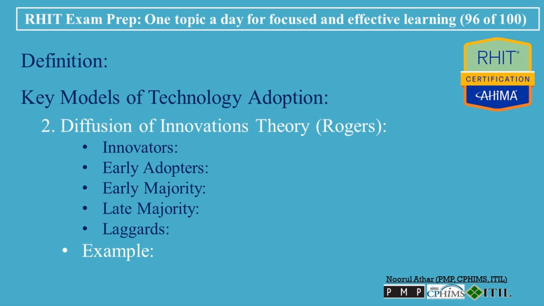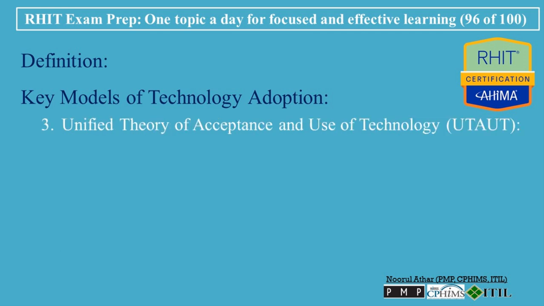Example: when a new telemedicine platform is introduced, a small group of tech-savvy physicians, innovators and early adopters, quickly start using it, while others, late majority and laggards, may wait until it becomes a standard practice across the industry. 3. Unified theory of acceptance and use of technology, UTAUT. The UTAUT model builds on TAM and adds more factors that influence technology adoption, including performance expectancy, the belief that using the technology will improve performance.